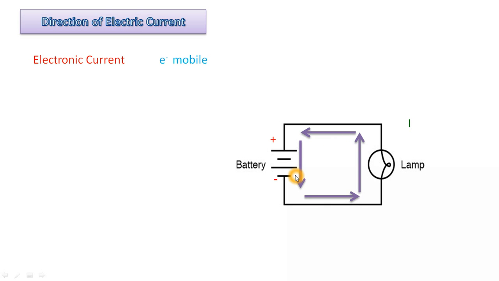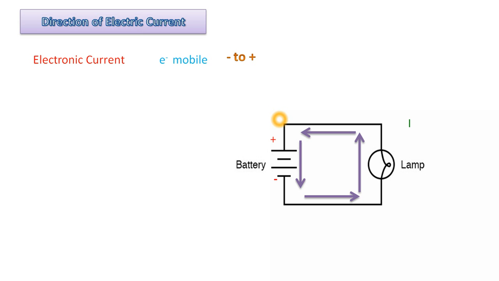Now, as per electronic current, since in most of the metals electrons are negatively charged particles and are the charge carriers, the charges are moving from the negative terminal to the positive terminal. So this is the direction of electronic current. That is why the current was termed as electronic current, because here it was considered that electrons, being mobile, are the charge carriers. However, it's not necessary that in all objects electrons act as charge carriers.